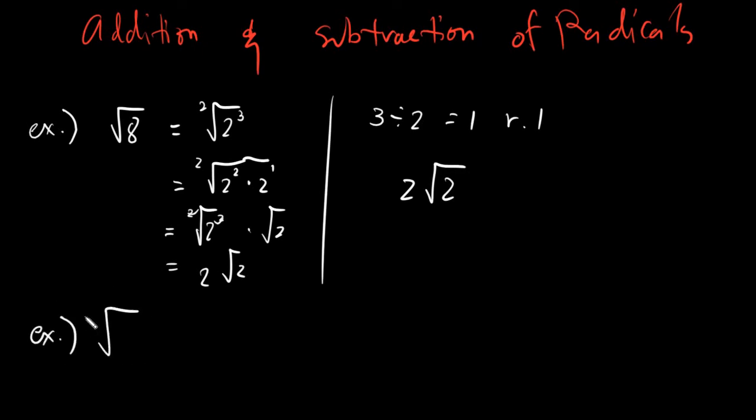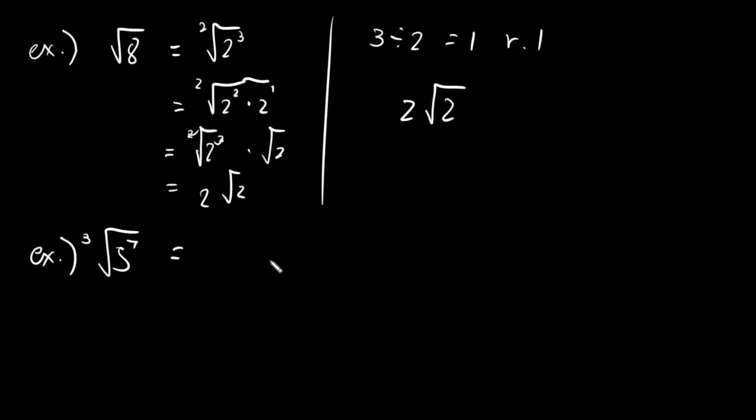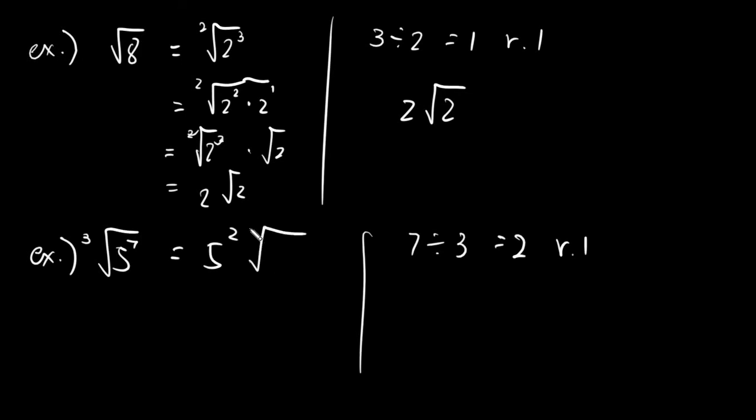Say I have the cube root of, maybe let's have 5 raised to 7. Let's leave it as 5 raised to 7 first, so that you will be able to visualize the remainder thing. So this would give you 7. I'll just put it here on the side. 7 divided by 3 is equal to 2, right? 2 remainder 1. Okay, so what would happen here is, again, you will take the base, you will raise it with the quotient, 5 squared, and you will take the same root and the same base, and you will raise the number inside with the remainder, which is 1. So this will give you, of course, 5 squared, which is 25, cube root of 5.